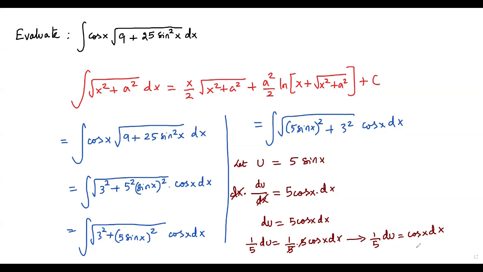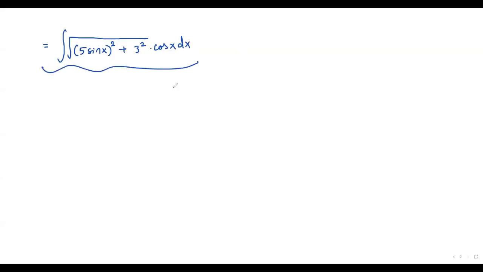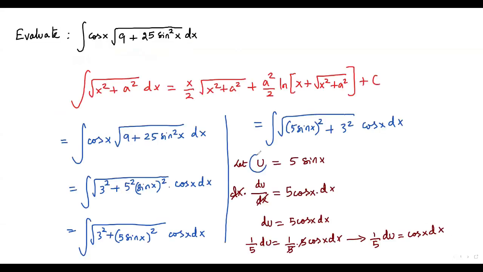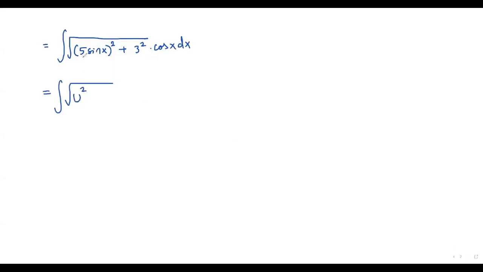Okay, let me continue this on the next page. This is a step we had on the previous page. As we have discussed already, in the integral, the square root of this 5 times sin x has to be replaced by u, because we have already assigned this new variable u for 5 times sin x. So we can plug in u for this 5 times sin x.